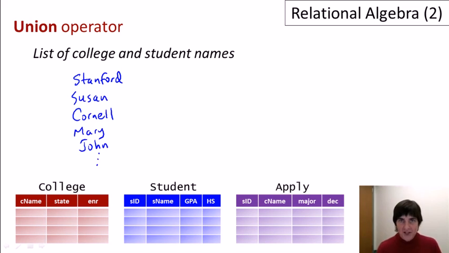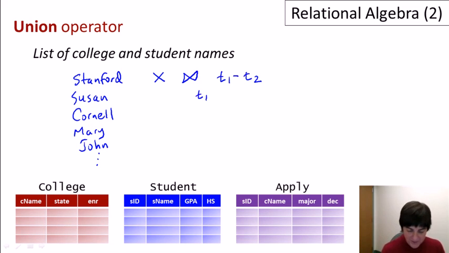Now, you might think we could generate this list by using one of the operators we've already learned for combining information from multiple relations, such as the cross product operator or the natural join operator. The problem with those operators is that they combine information from multiple relations horizontally. They might take a tuple T1 from one relation and a tuple T2 from the other and match them. But that's not what we want to do here. We want to combine the information vertically to create our list, and to do that, we're going to use the union operator.